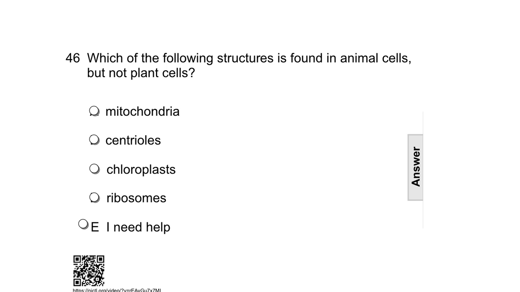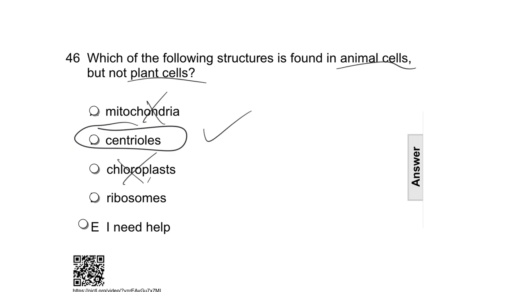Okay, it was found in animal cells but not plant cells. Well, a lot of people want to say mitochondria, but mitochondria is found in both animals and plants. Centrioles only in animals. So that would be it. Chloroplasts, no, they're only found in animal cells. I'm sorry, plant cells. So chloroplasts aren't found in animal cells at all. Ribosomes found in both. So it's centrioles. You can do it by process of elimination, even if you didn't know that.